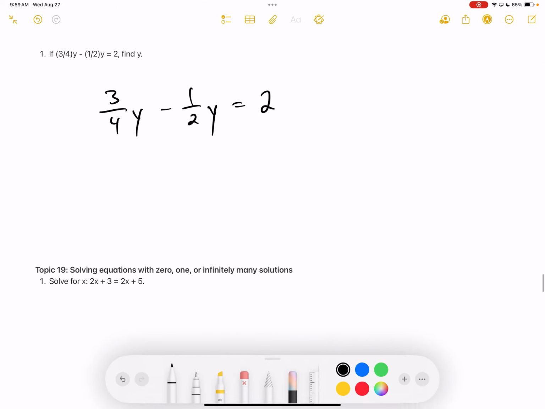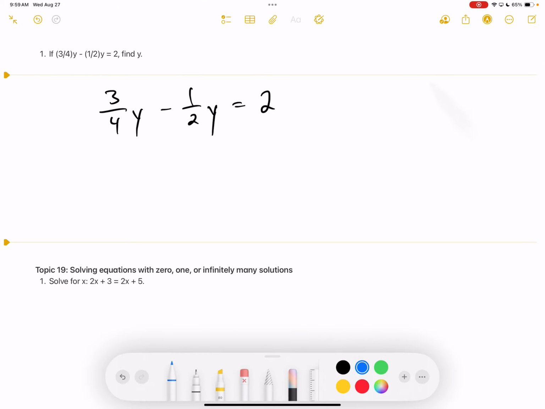All right. So on this one, again, you can add or subtract. You'd have to change the denominator and make a common denominator. I'm just going to multiply everything by 4. This 4 is my LCD, so I'm going to multiply this by 4, this by 4, this by 4. 4 on top, 4 on bottom cancel out. Here, 4 divided by 2 is 2. Be careful with your negative right here. This is negative 1 times 2, so this is negative 2y, and it equals 8.